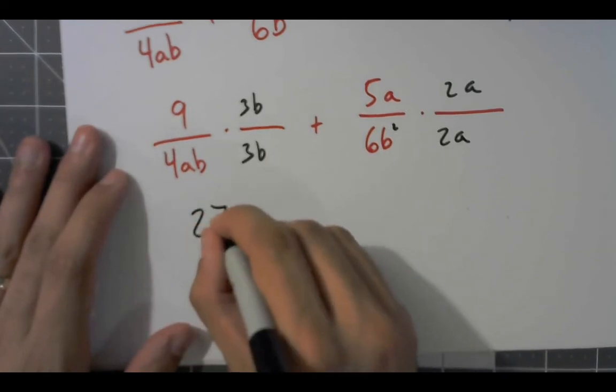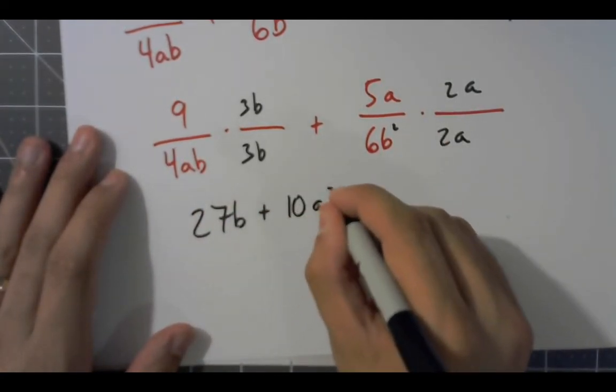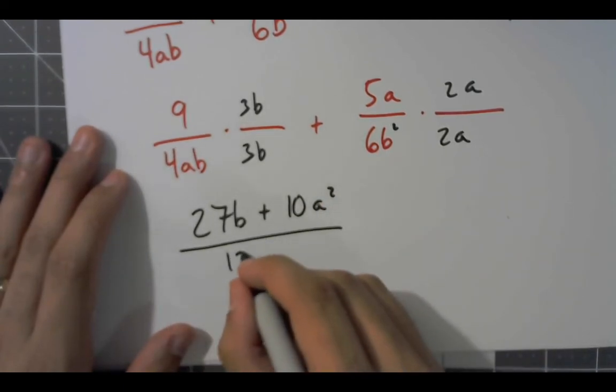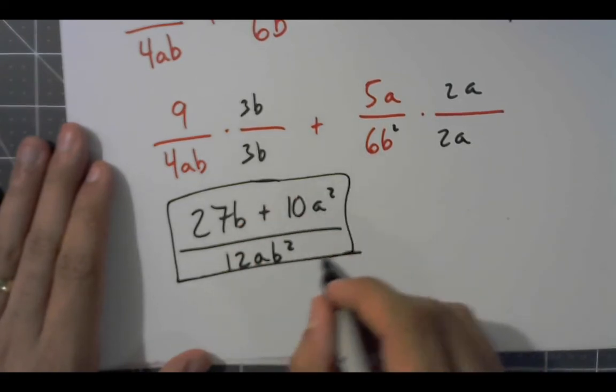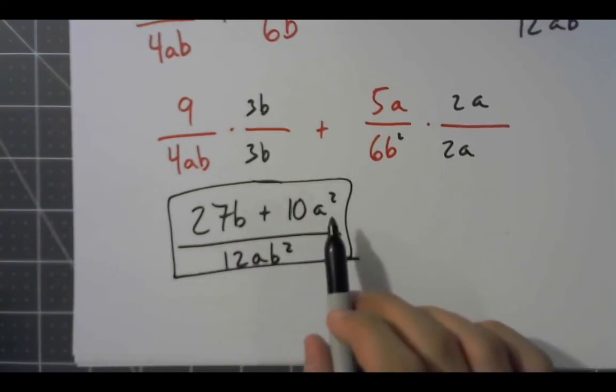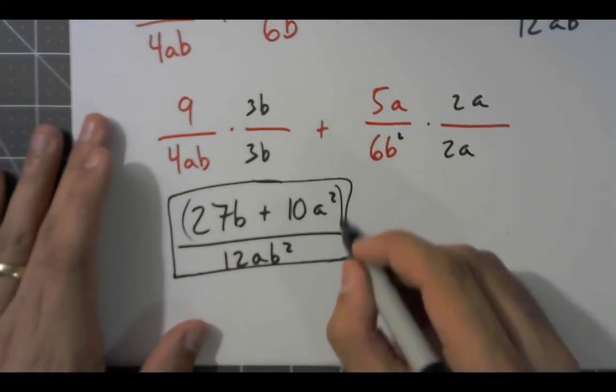I get 27b plus 10a squared all over 12ab squared. I don't combine the tops. They don't have the same variables, so I can't put them together. I can sit them next to each other. That's fine. This is fine.